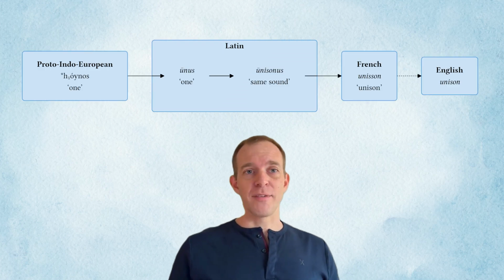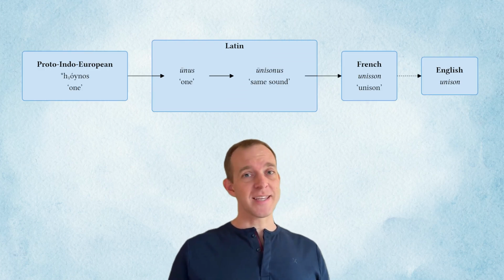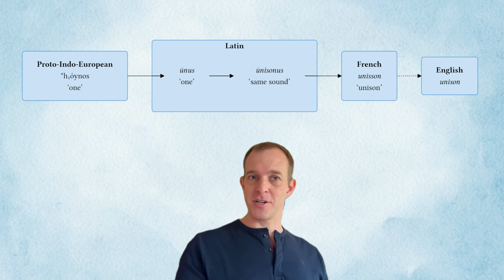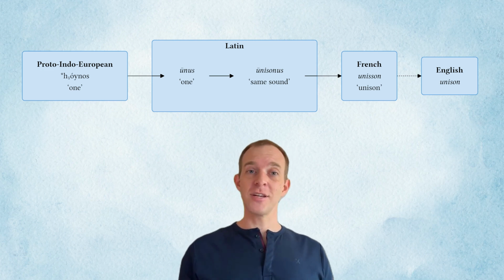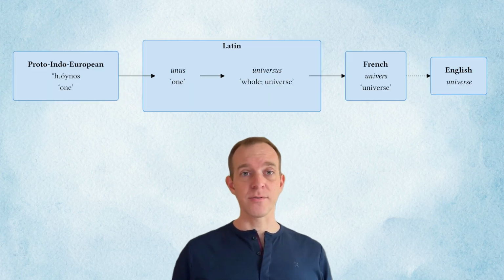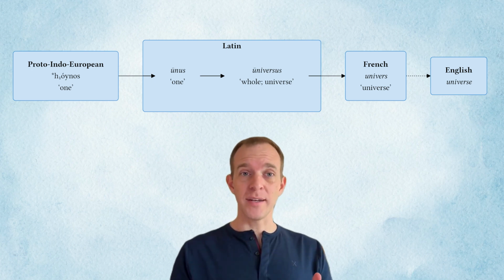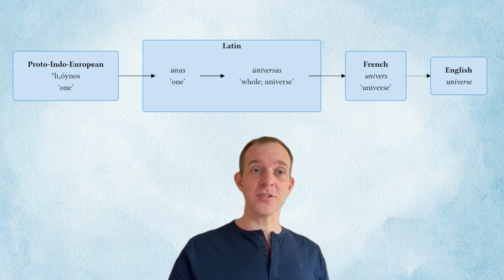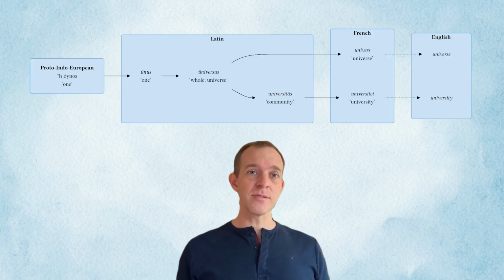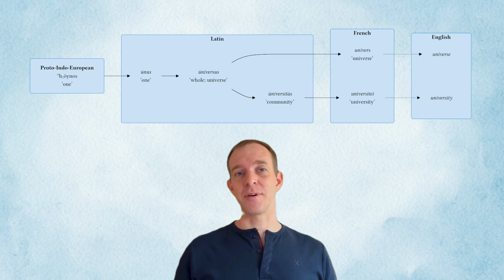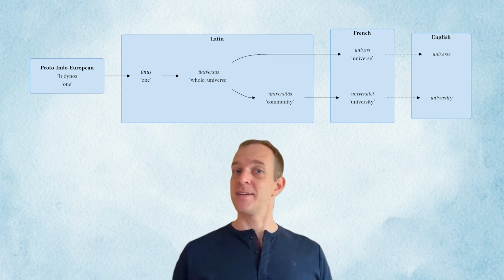Unus also became part of the word unisonus, meaning same sound, and that became the French unison and English unison. The Latin word universus meant whole or universe, literally meaning turned into one, and that was borrowed into English later as universe. Universus also had an abstract noun form, universitas, which meant a community.